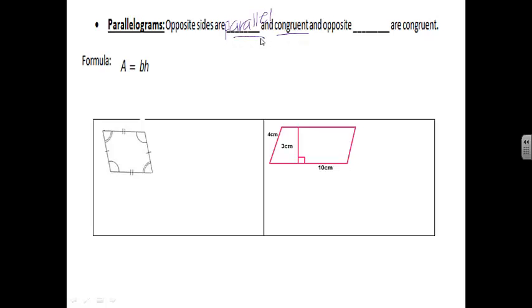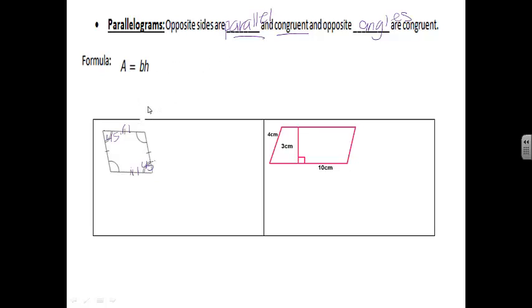Opposite sides are parallel and congruent. So this side's equal because of the tick marks to this side. This side's equal to this side. And opposite angles are congruent. Unlike rectangles, where all of them are 90, in this case opposite angles are equal. So if this is 45 degrees, this has to be 45 degrees. So just a little refresher on how we know the angles of a parallelogram.